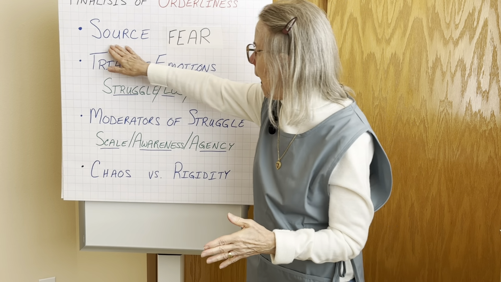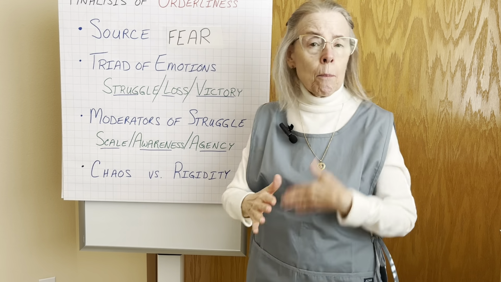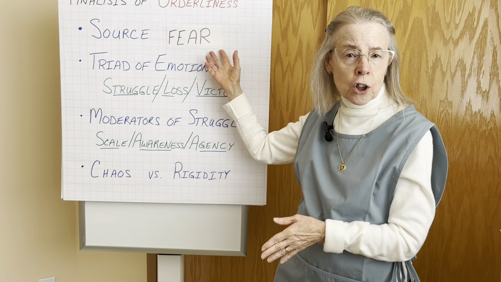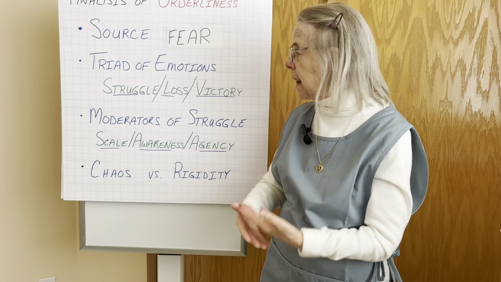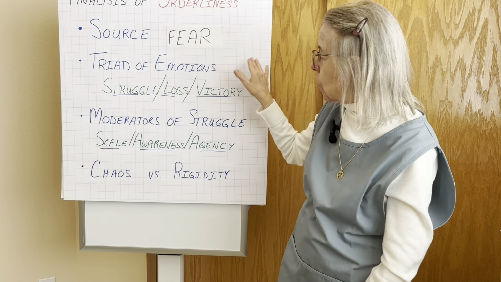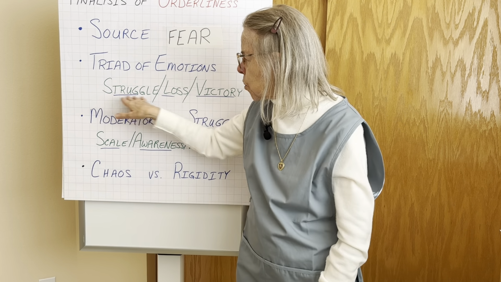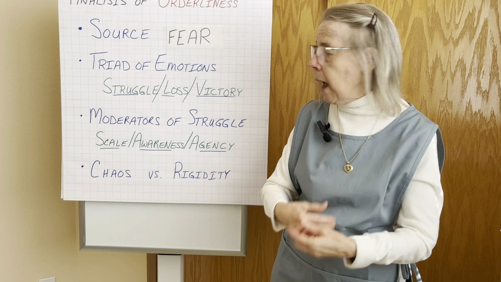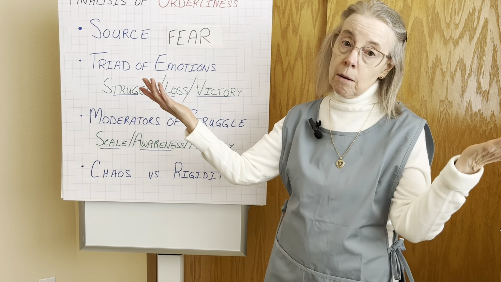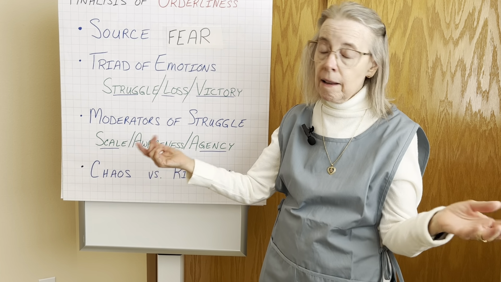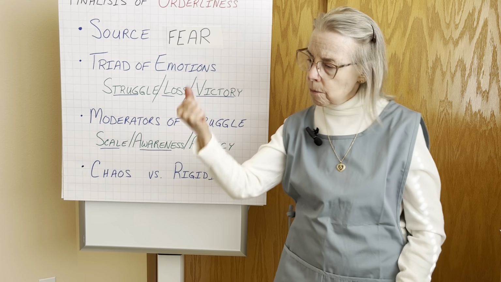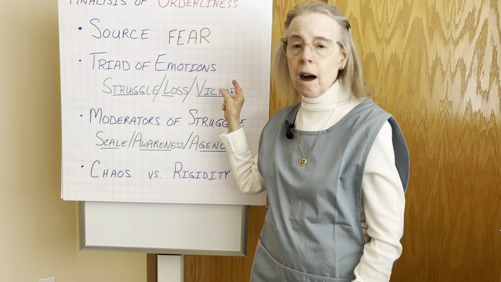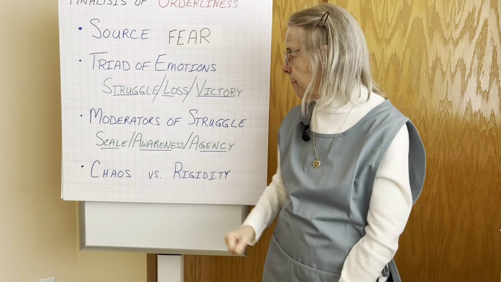So we took a look at the source of the emotions having to do with orderliness, and we found out that they were actually fear. We explored a number of scenarios, and we saw that the emotions involved were fear, and that the struggle was the avoidance of something that was causing fright. The loss was failure to confront it, and the sense of victory was taking that step, making that step towards conquering our fears, towards self-mastery.